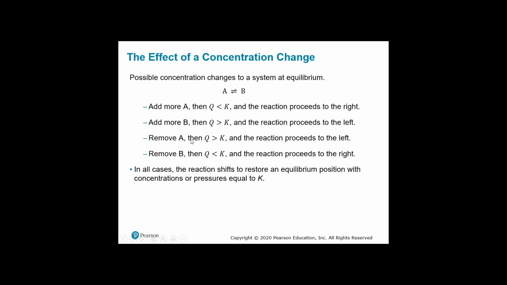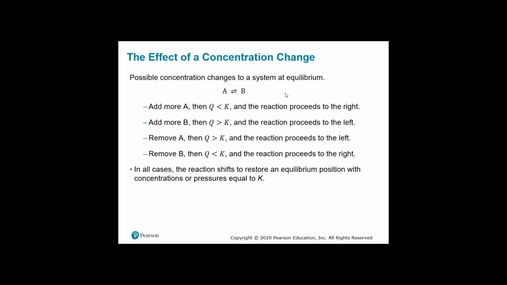Okay, so if you add more A, then Q is less than K. Why is it less than K? Because we're talking about what happens, the action that happens. So when A is added, remember, if you have more of A, then Q is greater than K. But if you have less A, then Q is less than K. So we add more A, but it's going to proceed to the right. It's going to work to get itself back into equilibrium with K. I hope I'm making sense of this.